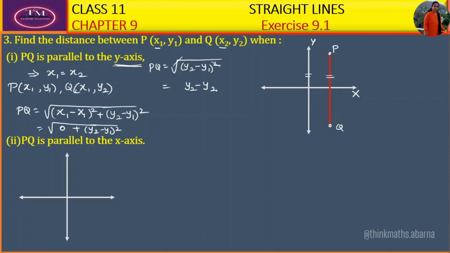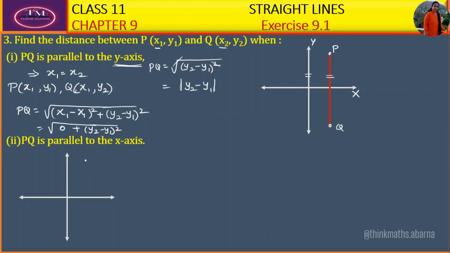It can be negative or positive. But as the distance is always positive, we will use the modulus symbol. y2 minus y1 can be negative or positive, but the distance we take as a positive number. So to mention the positivity, we say PQ is equal to modulus of y2 minus y1 when PQ is parallel to the y-axis. Clear?